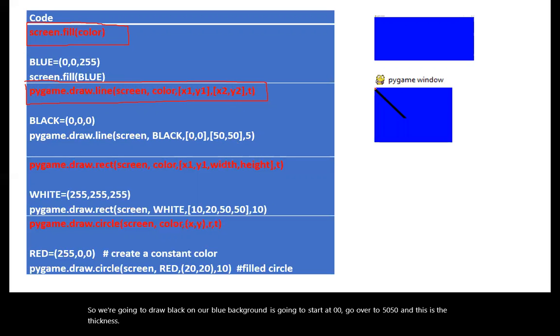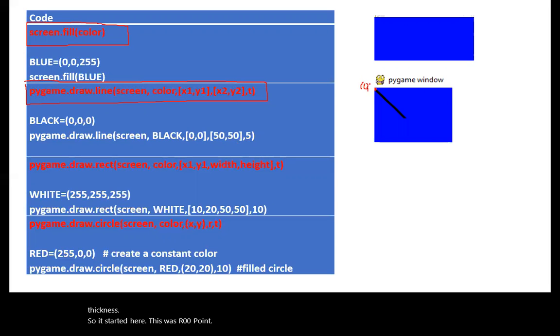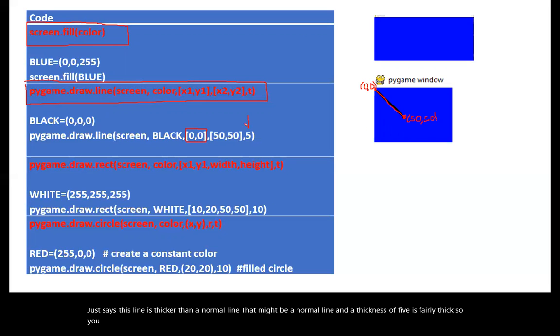So it started here. This was our 0, 0 point. So that was the first one right here. Then it went over to 50, 50. So that would be the point 50, 50 on the screen. And then the thickness of 5 just says this line is thicker than a normal line. That might be a normal line, and the thickness of 5 is fairly thick. So you can change that to whatever thickness you want.